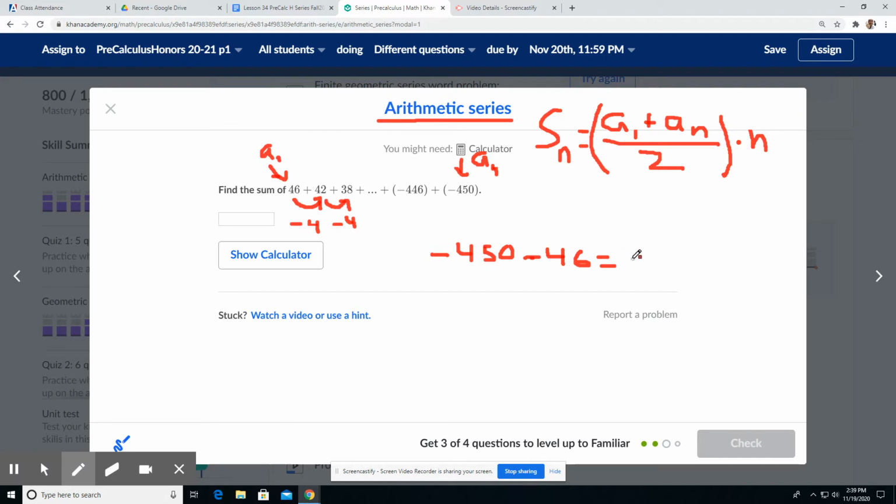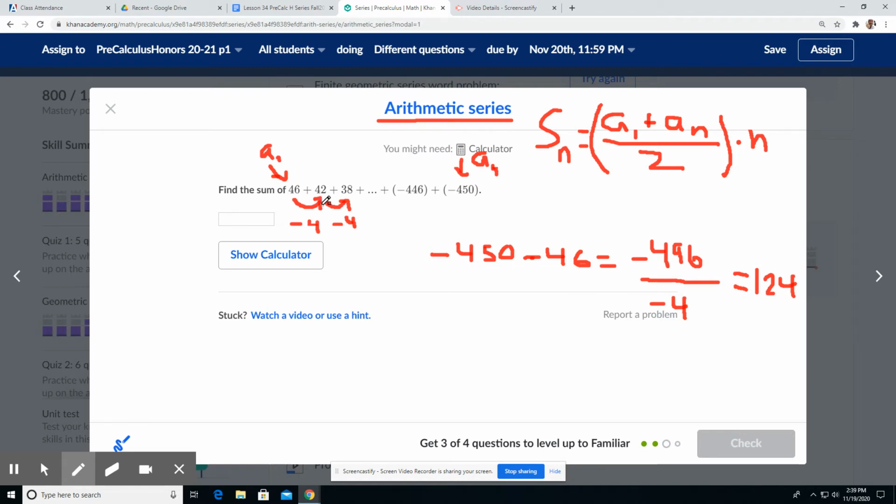All right, that is -496. All right. So that's from the first term to the last term. And each of these grew or decreased by -4. So if I divide this by -4, divided by -4, I get 124. Okay. What that does is it tells us how many we jumped up after the first term.